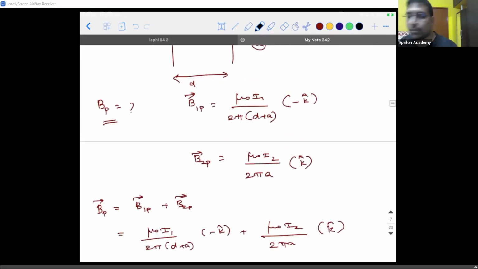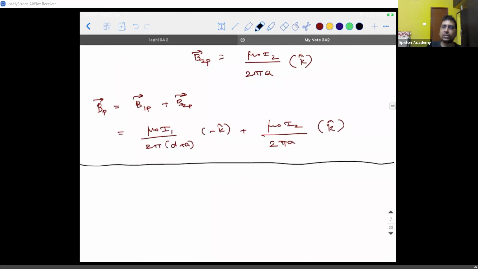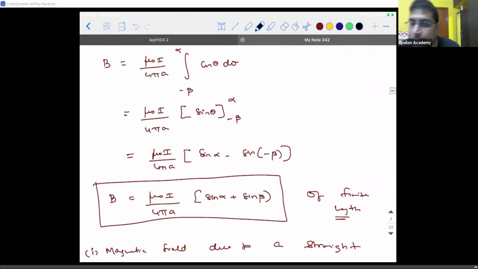Last class, I remember explaining the concept of magnetic field due to a straight current carrying conductor. Do you guys remember that? It came out to be, when it is of finite length, mu naught I divided by 4 pi a into sine alpha plus sine beta, where alpha and beta are the angles subtended by the ends of the finite length at the point where you're trying to calculate the field. And a stands for the perpendicular distance from the current carrying conductor to the point where you're trying to calculate the magnetic field. I hope you remember this formula, right?